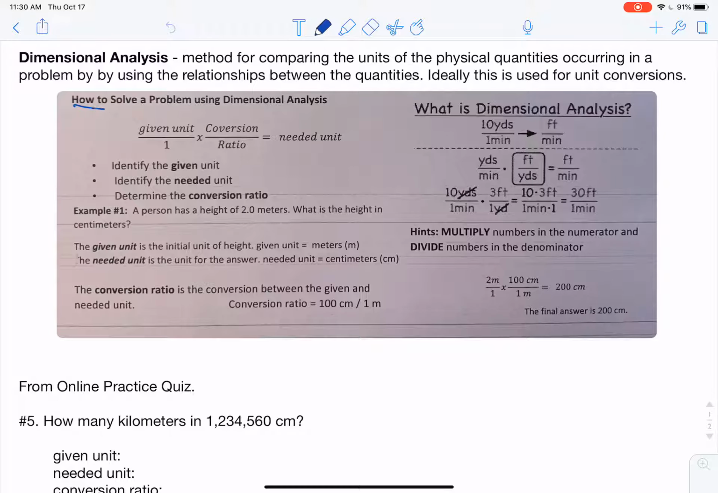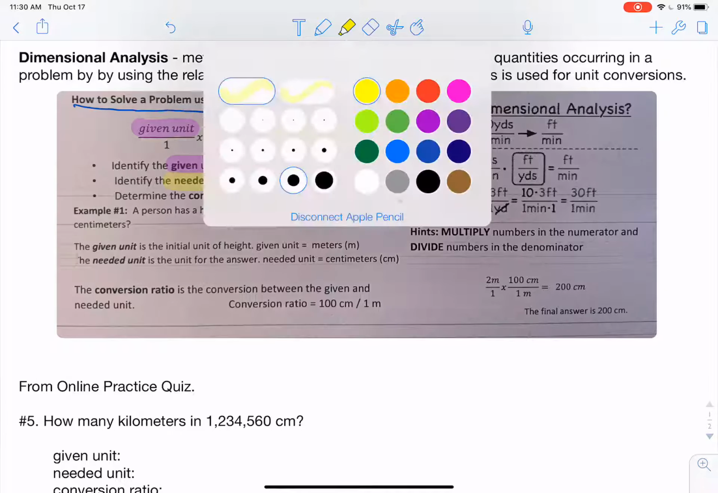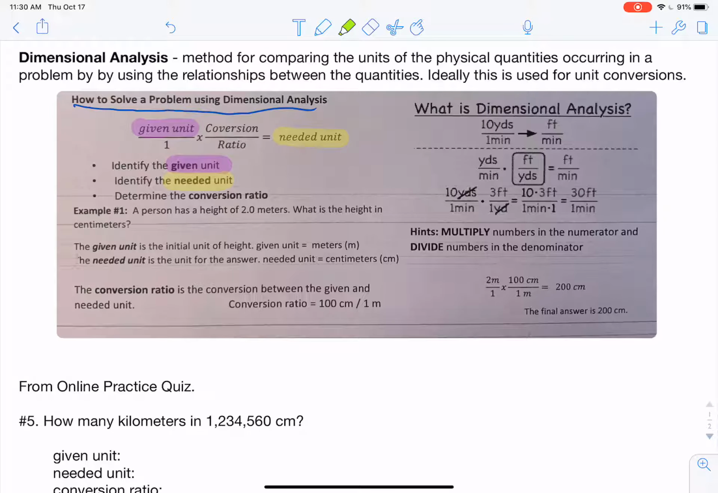On your purple sheet that I gave you in class, it says how to solve problems with dimensional analysis. You always start with identifying the given unit, which is often given in the problem. That always goes in the numerator, over 1, because that is just the amount that you were given. Then you need to identify the needed unit. That's what you want your answer to end in. And the conversion ratio is the relationship between the given unit and the needed unit.